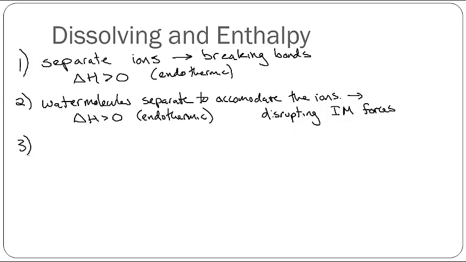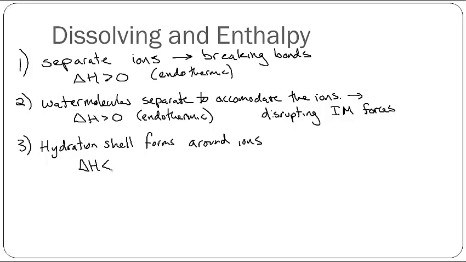But the last step, where the hydration shell forms around ions. Now here you have attracted things that want to come together. So your delta H is less than 0. So this step is exothermic. And we're going to call this delta H1, delta H2, and delta H3.